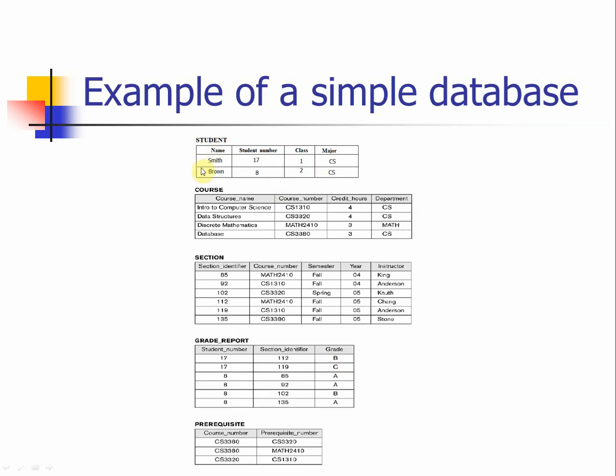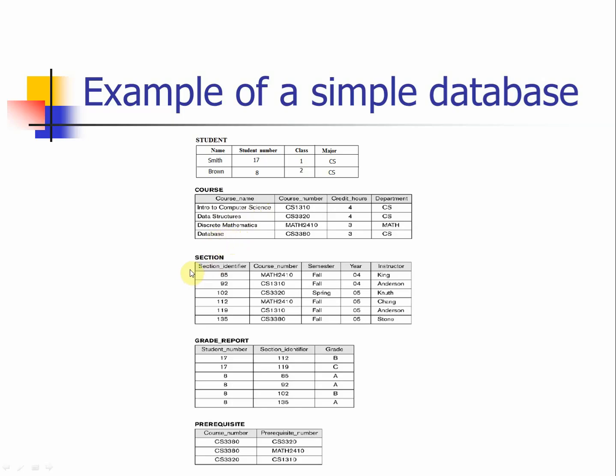Let's try to understand this database. Student: we have 2 students. Say we just started a university, and that's why we only have 2 students. We have their name, and their student number, indicating uniquely which student we are looking at. Class and major are the basic information about the student. If we look into the courses, there are 4 courses in this database: Introduction to Computer Science, Data Structures, Discrete Math, as well as the database course.